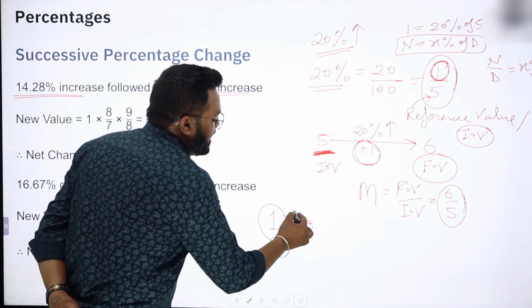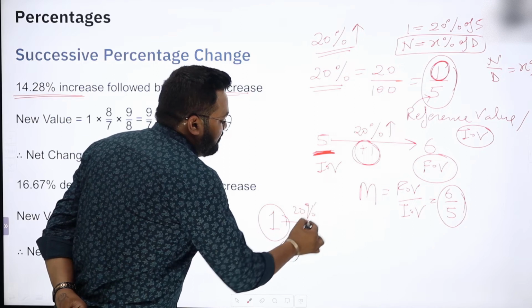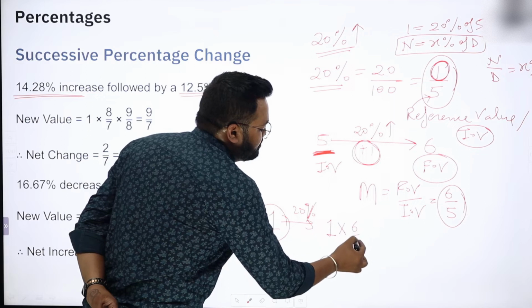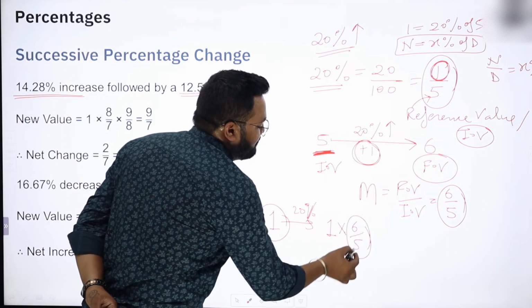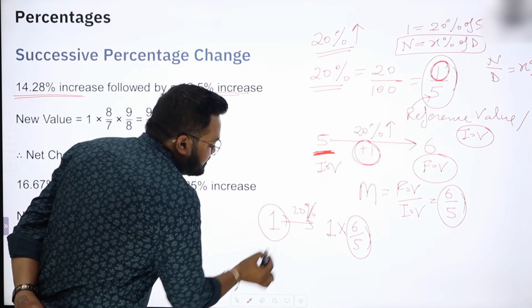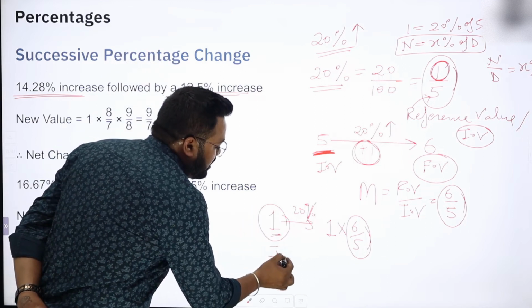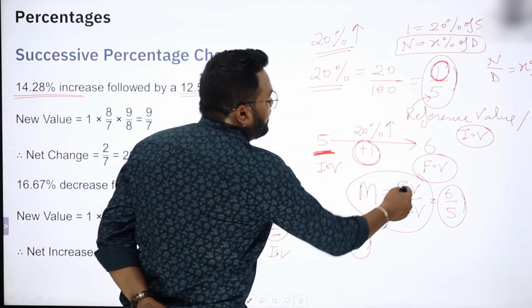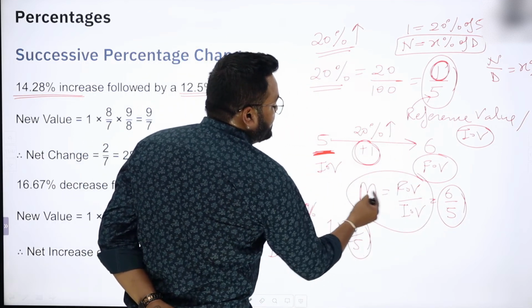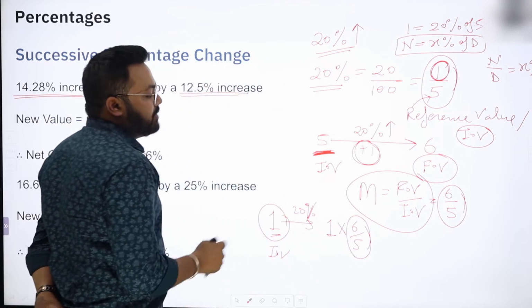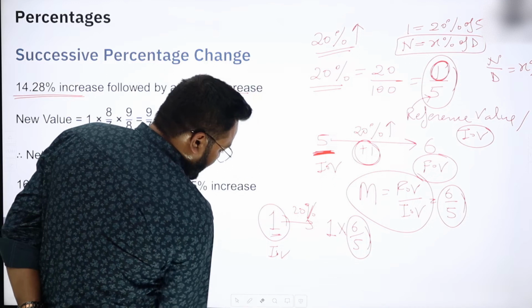So that means if I am having any value, for an example, I'm having 1, and it is increased by 20%, I will simply multiply this 1 with 6 by 5, because 6 by 5 is the multiplier. Because in this case, the 1 is my initial value, and according to this formula, the final value is initial value into multiplier.